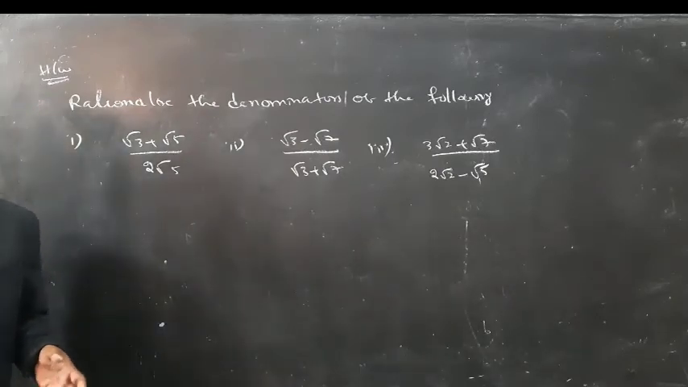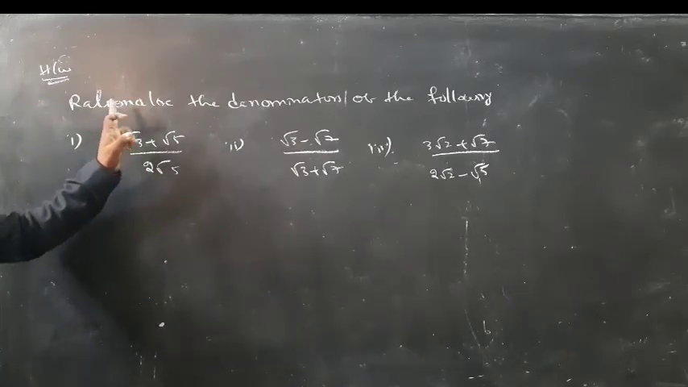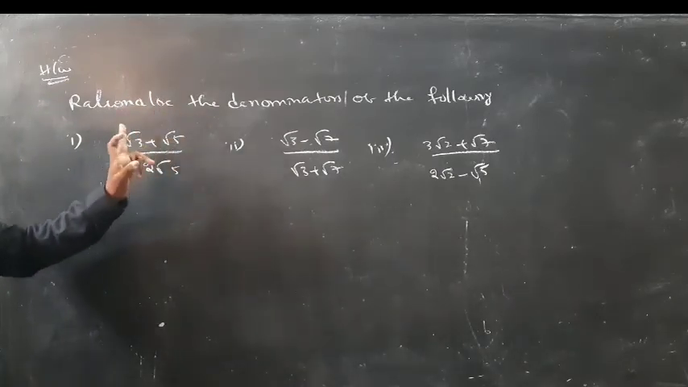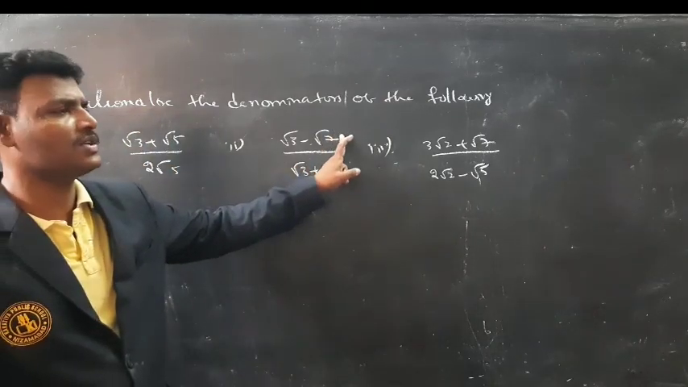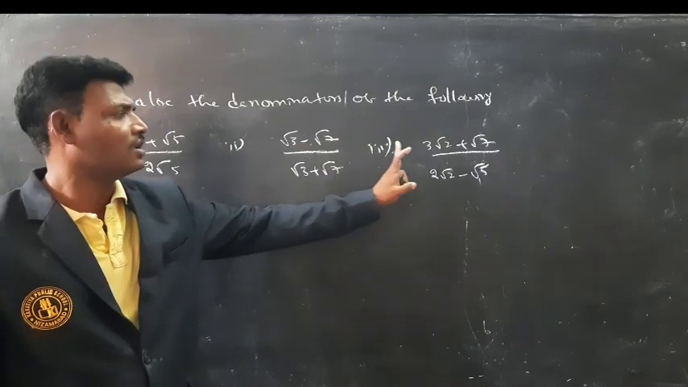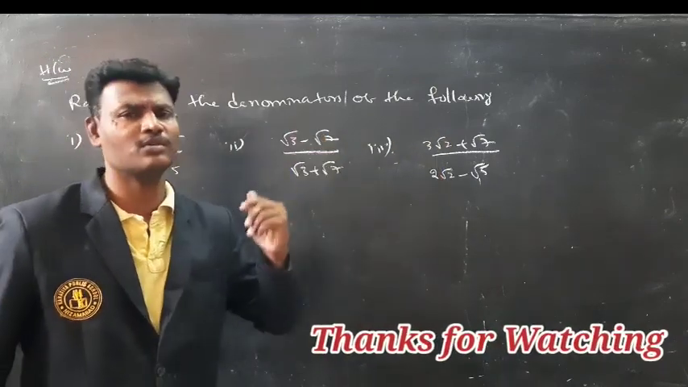So 9th class students, here is the homework. Rationalize the denominators of the following: (√3 + √5) by 2√5, (√3 − √7) by (√3 + √7), and (3√2 + √7) by (2√2 − √5).